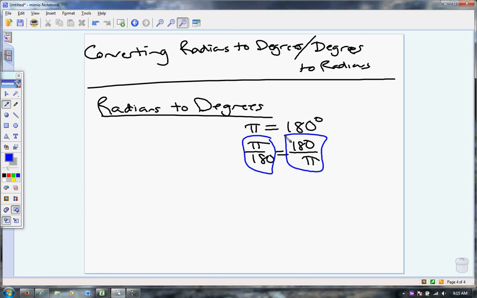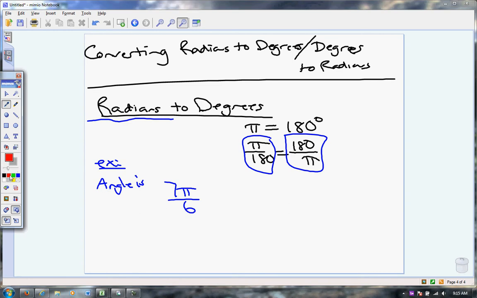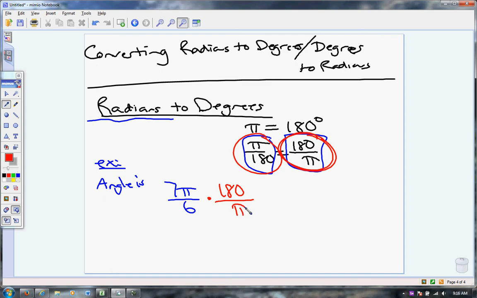So what you do is, if I'm going from radians to degrees, let's say that I have a radian measure, for example, 7 pi sixths, and I want to change that to degrees. Which one of these two has the pi in the bottom? The one on the right. I'm going to use this one because when I multiply by 180 over pi, the pi's will cancel, because I'm trying to get the pi's away and change it to all degrees.